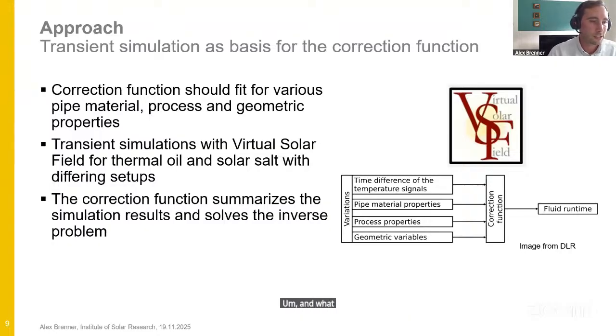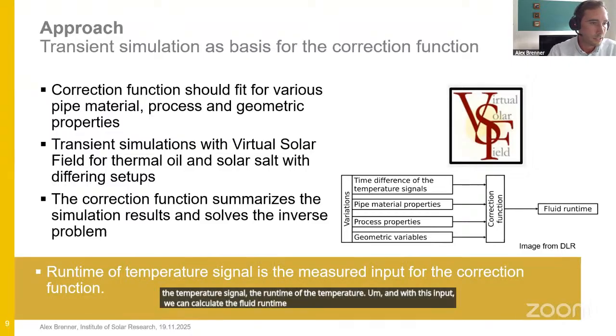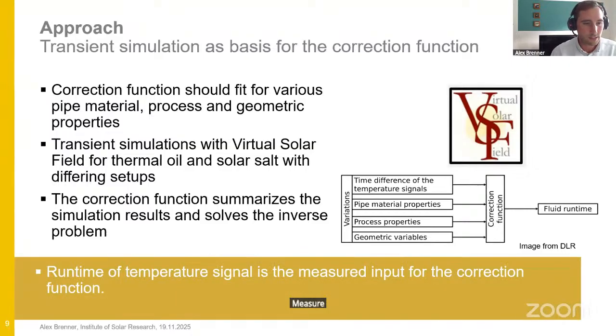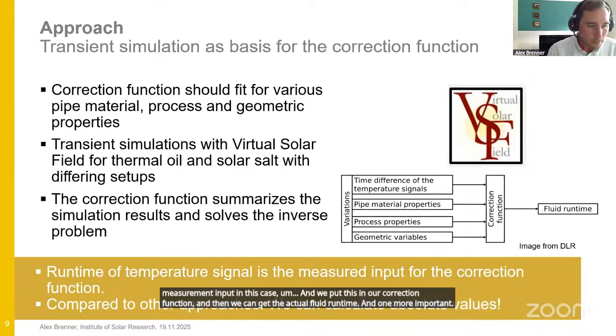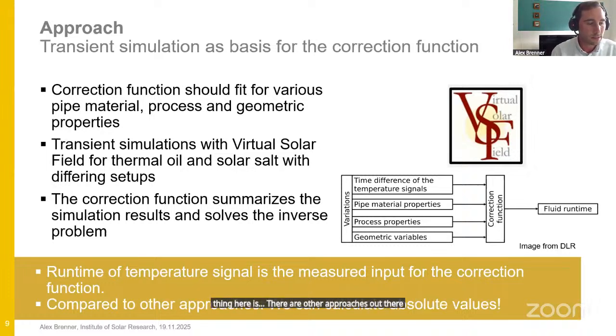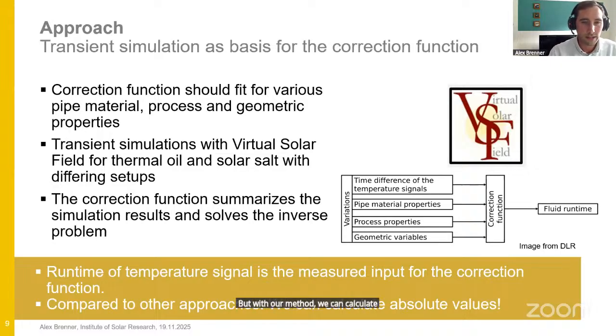And what the correction function does, it summarizes all these simulation results, all these thousands of different simulations, and it solves the inverse problem. And the inverse problem is, we are using the temperature signal, the runtime of the temperature, and with this input, we can calculate the fluid runtime. So the runtime of the temperature signal, that's our measurement input in this case. And we put this in our correction function, and then we can get the actual fluid runtime. And one more important thing here is there are other approaches out there which use a similar idea of this time of flight method, but with our method, we can calculate absolute values of the fluid runtime, and I think that's a big benefit here.